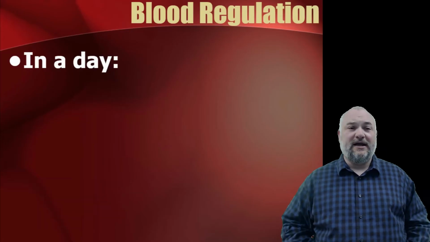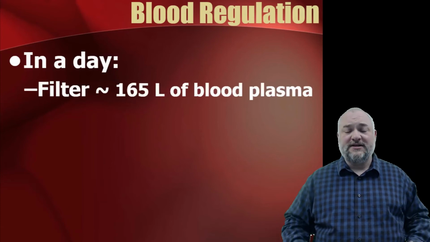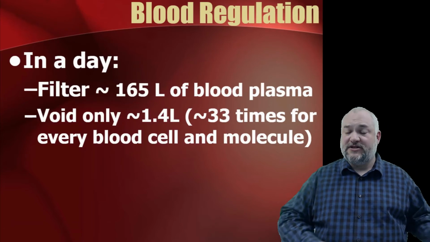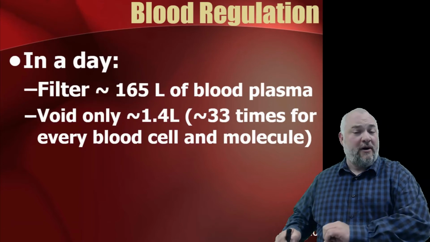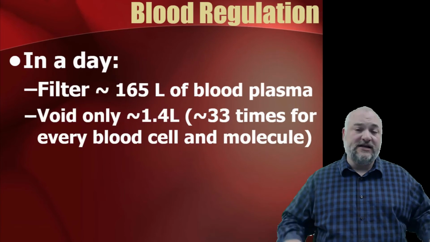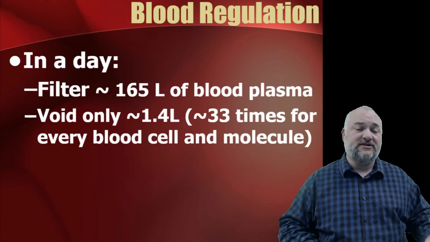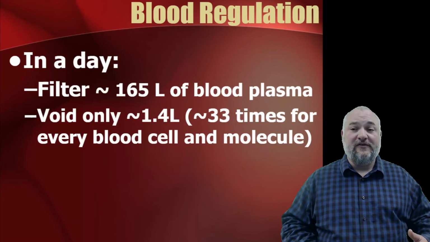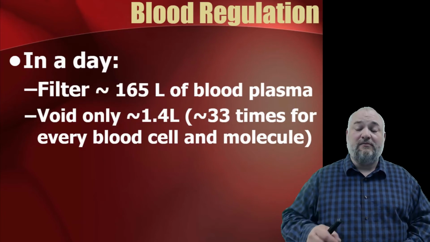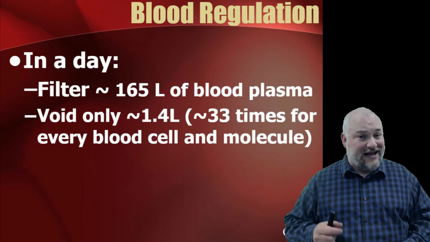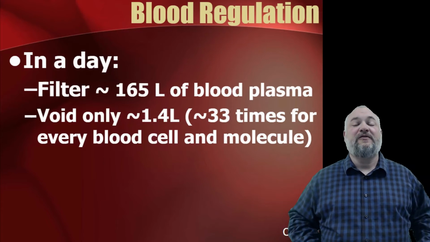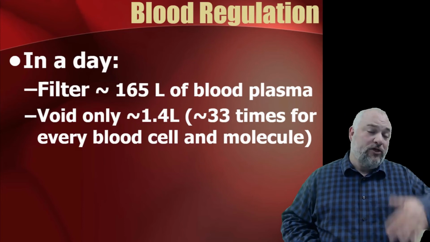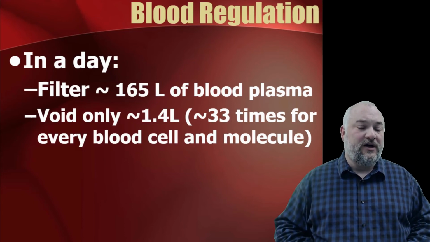So how do we regulate the blood, guys? In a day, we'll filter about 165 liters of blood plasma. And of that 165 liters that goes through your kidneys, we only get rid of about 1.4 liters. So most of it is good. We just get rid of about 1.4 liters on average if you're well hydrated to keep your blood clean. Another way to think of it is every little blood cell and molecule goes through the kidneys 33 times per day on average. So you're filtering every little inch of your blood 33 times over the course of the day. More than once an hour, your blood goes through a filter.